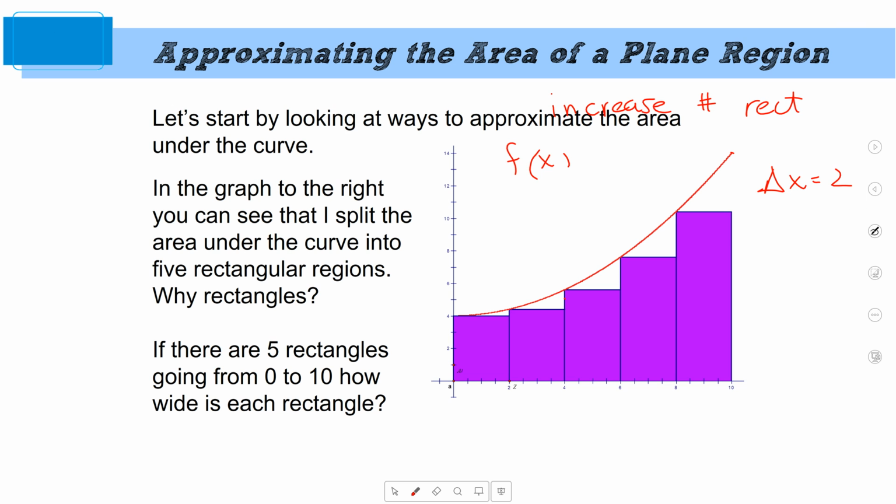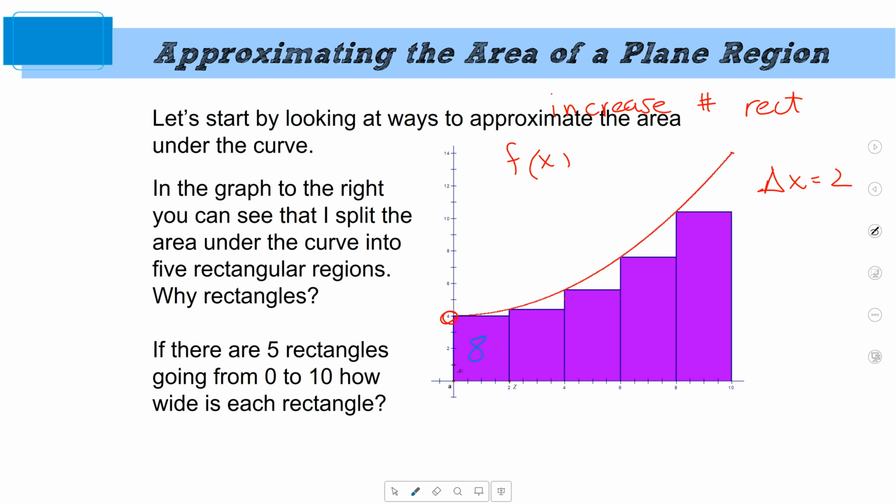We need 2 things for the area of a rectangle, the base and the height. How tall is this first rectangle? 4. Now you know that because you can see it right there on the y-axis. Let me change the color so you can see it, purple. Therefore, that has an area of 8. Easy peasy.